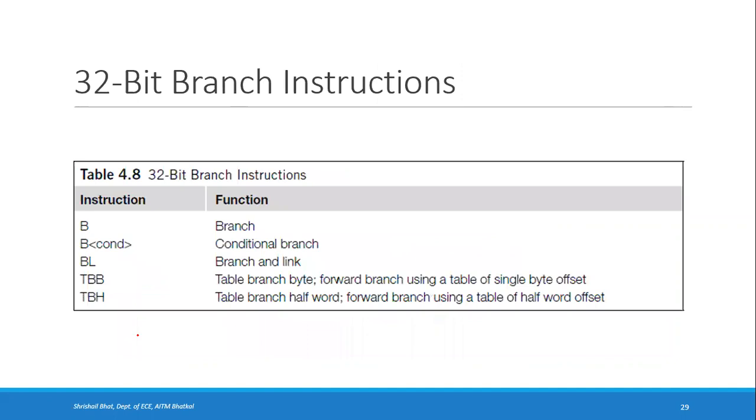Then coming to branch instructions, you have the same branch B with the condition suffix for conditional branch, then BL for branch with link. Then there is another concept of table branch byte, TBB and TBH. Table branch byte, table branch half word. Forward branch using a table of single byte offset, or using a table of half word offset. Whenever B and H come, B stands for byte, H stands for half word. We will look at this concept when it comes to branch instructions, table branching.